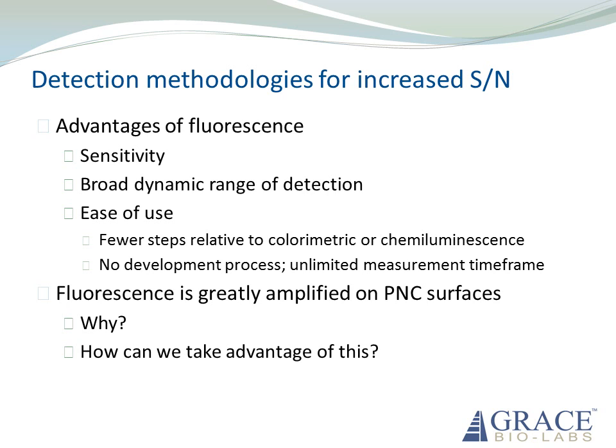Fluorescence as a label for immunoassays is widely used because of its high sensitivity, a large dynamic range, and its relative ease of use compared to colorimetric and chemiluminescent detection. Remarkably, fluorescent emission is much brighter on PNC surfaces compared to glass. Let's see if we can understand why by examining the geometry of the film and surface and how it affects our ability to detect fluorescence.